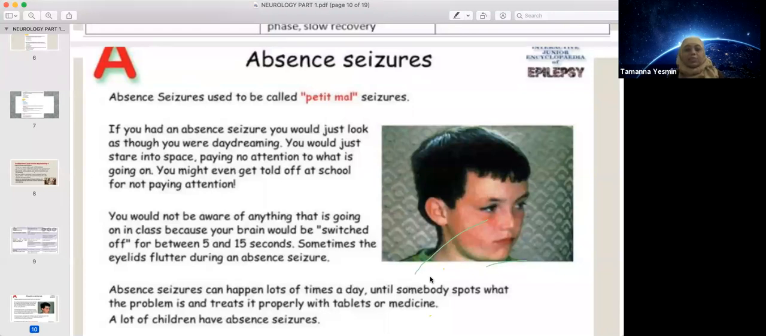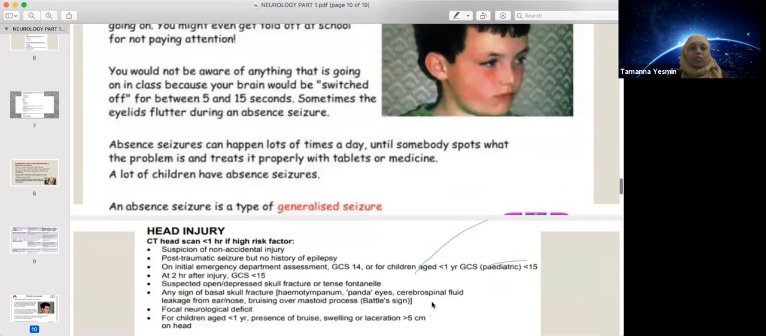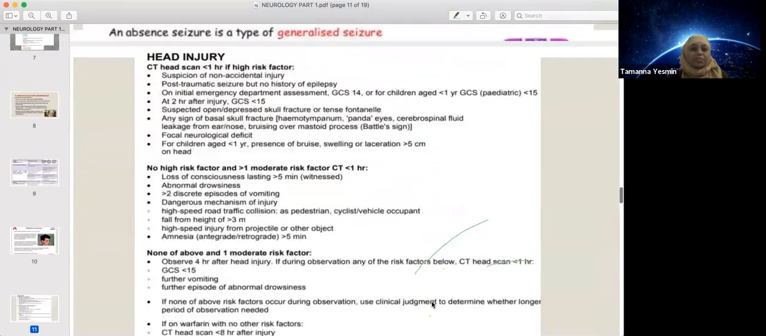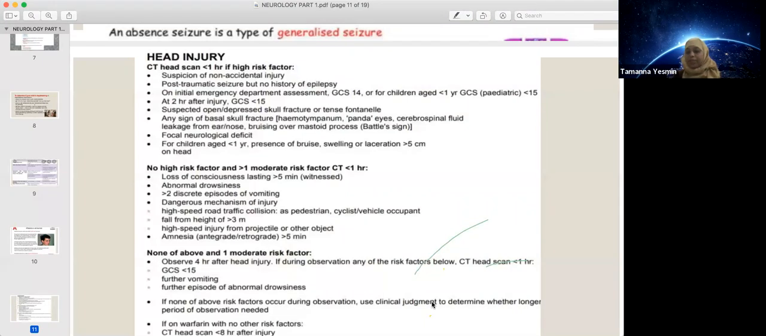And there are special provoking stimuli, like photic stimulation. Okay, this can actually provoke the seizure. And absence is always a generalized seizure. So any question regarding absence seizure?